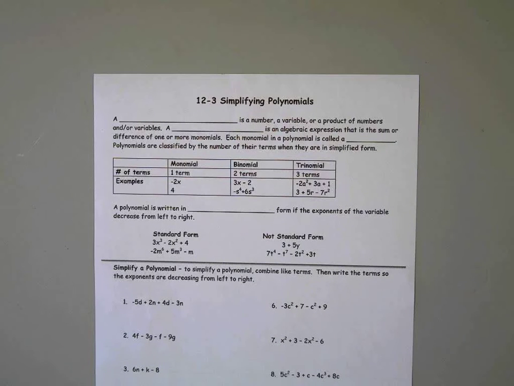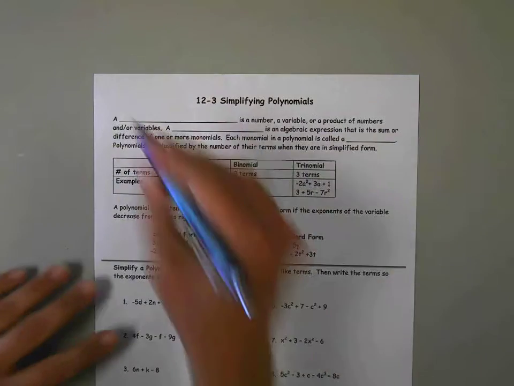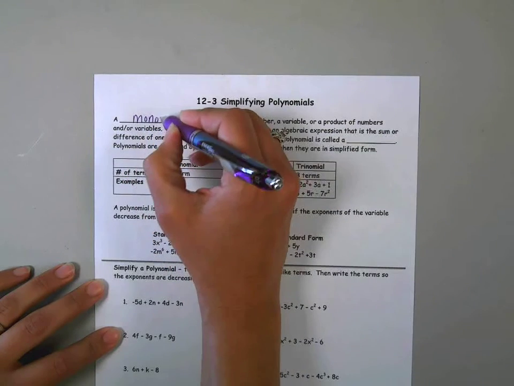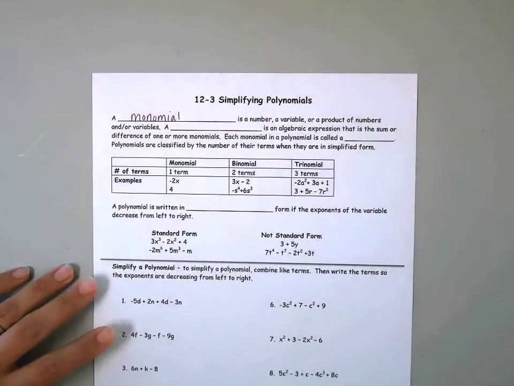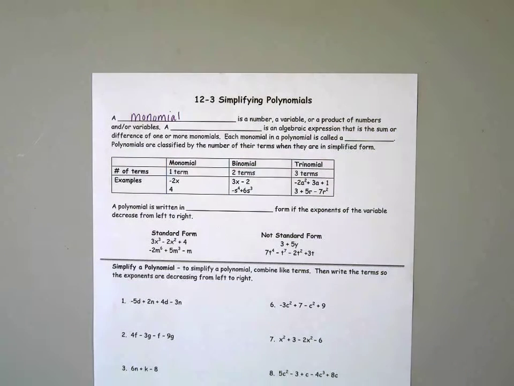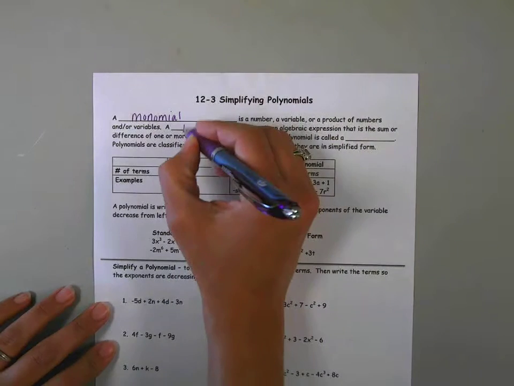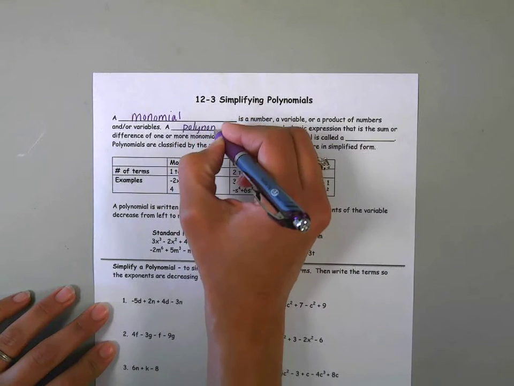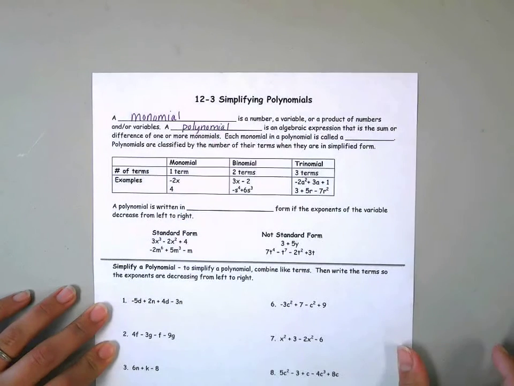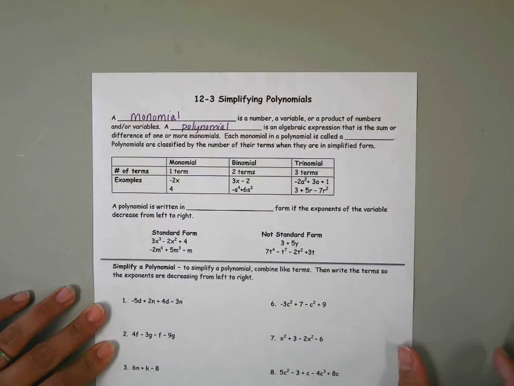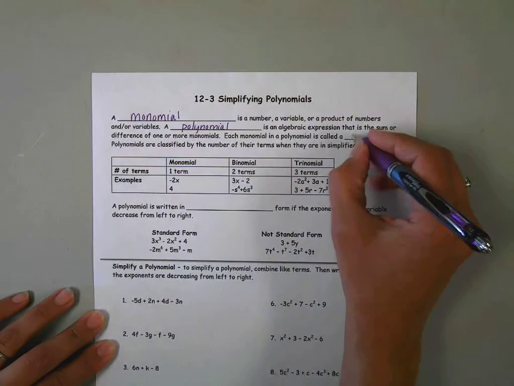Today we're talking about simplifying polynomials. So we're going to look at some terms before we get started. A monomial is a number, a variable, or a product of numbers and or variables. A polynomial is an algebraic expression that is the sum or difference of one or more monomials. Each monomial in a polynomial is called a term.